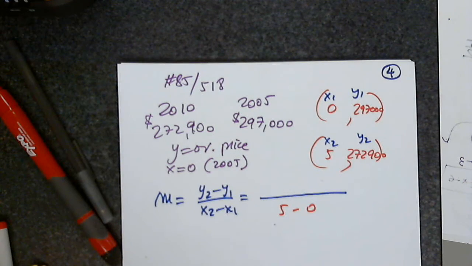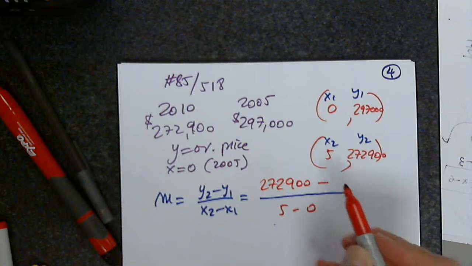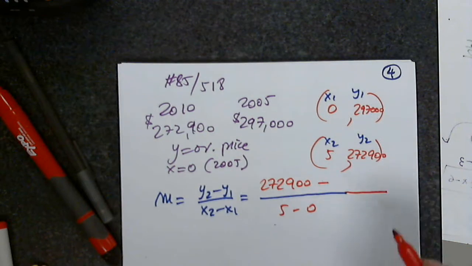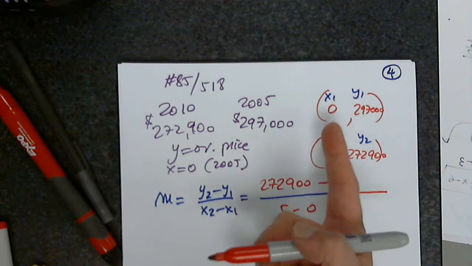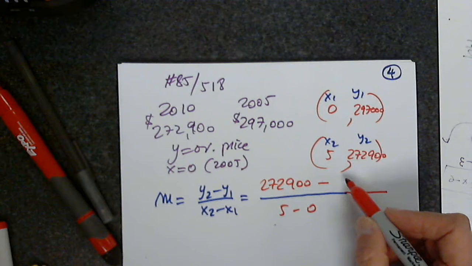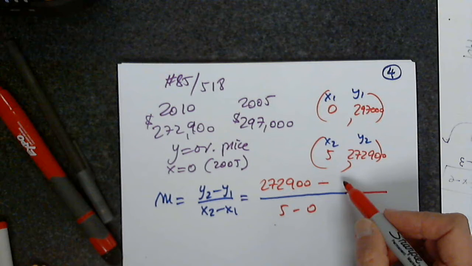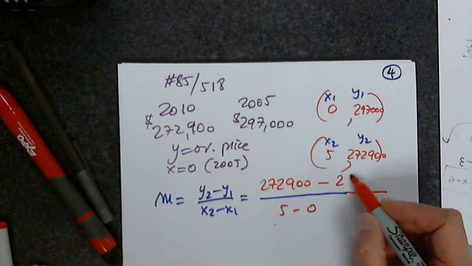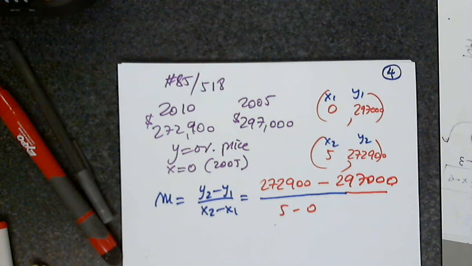And the top? 272,900. Yes. I said that all wrong. Minus 0. Minus 290. That's why I labeled them so I don't make a mistake. 5. 297, yes. Very good. Y2 minus Y1 over X2 minus X1. Perfect. What next?